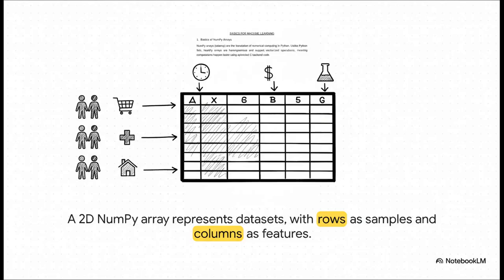This structure is absolutely fundamental in the world of machine learning. A 2D array is the standard way we represent a dataset. You can just think of it like a table. Each row is a single observation, or what we call a sample. That could be a customer, a patient, or a house for sale. And each column is a specific characteristic or feature of that sample. Things like age, income, or square footage. This samples by features matrix is the universal format for feeding data into pretty much any machine learning model you can think of. But here's the thing.